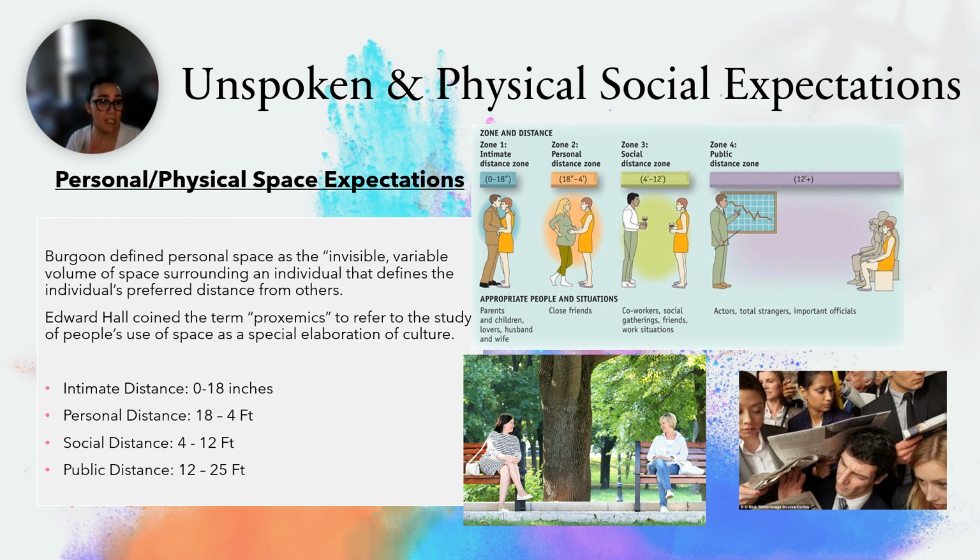Intimate distance is 0 to 18 inches. Personal distance would be 18 inches to 4 feet. Social distance is 4 feet to 12 feet. Public distance is 12 feet to 25 feet. Now, these are American standards, and I say that because in other countries like China, there's no such thing as a social distance and a public distance like there is in America.